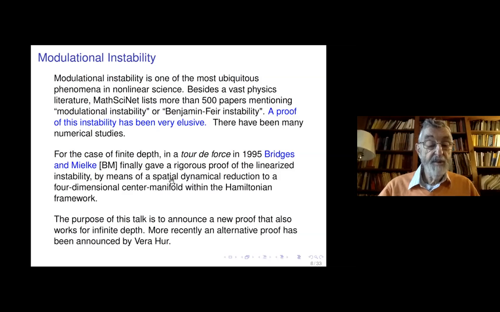But that proof does not work for infinite depth. And so Huy Nguyen and I have a new proof that works for infinite depth, but also works for finite depth. And it's really very different from the Bridges-Mielke proof. We don't use a spatial dynamics point of view. An alternative proof has recently been announced, after we did ours, by Vera Hur.